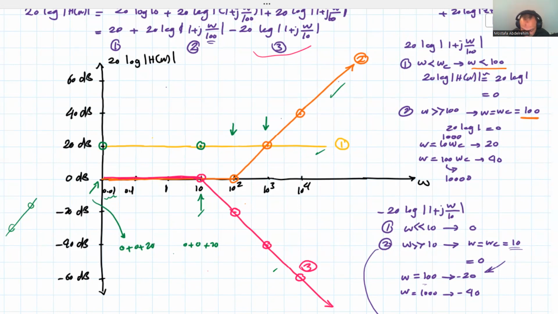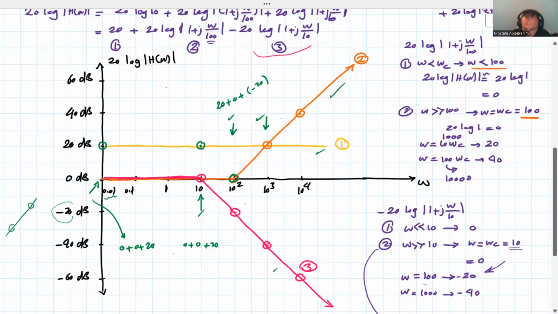At number 3 here, this one. The yellow is still 20. The orange is 0, number 2 is 0. But the red is minus 20. So 20 plus 0 minus 20 will give you 0. Oh, we have a 0.